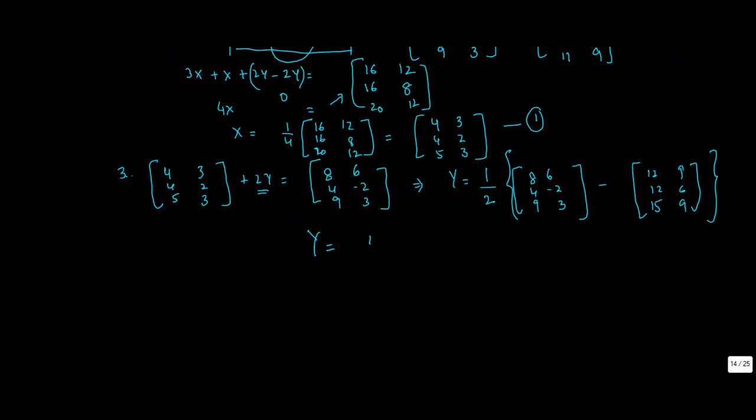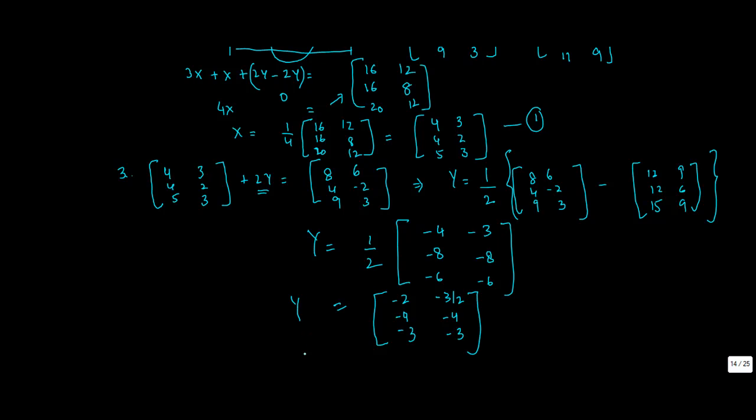So y is equal to 1 half of: 8 minus 12 gives you minus 4; 4 minus 9 gives you minus 5... 4 minus 12 gives you minus 8; 9 minus 15 gives you minus 6; 6 minus 9 gives you minus 3; minus 2 minus 6 gives you minus 8; 3 minus 9 gives you minus 6. If you divide each of these by 2, you'll get matrix y: minus 2, minus 4, minus 3, minus 3 by 2, minus 4, minus 3. So this is the value of matrix y.